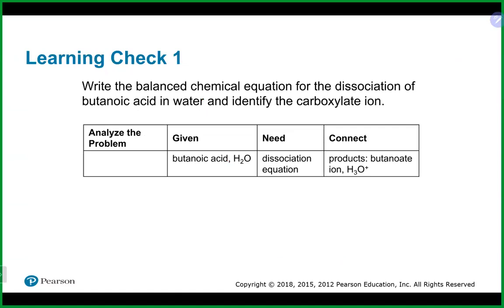So write the balanced chemical equation for dissociation of butanoic acid in water to identify the carboxylic acid salt. You don't have to worry about identifying the name of the salt or anything like that. But start with butanoic acid and draw what you should get when it reacts with water. So why don't you draw what you should get when those two react. So we'll start with this.